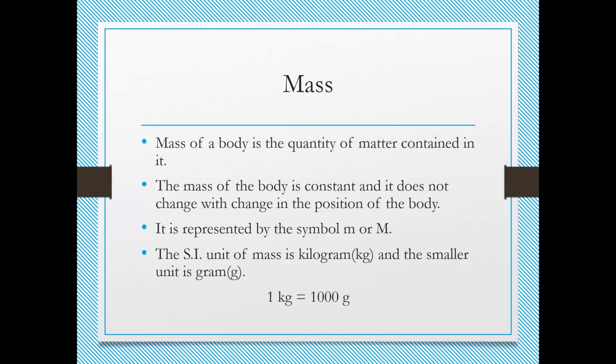It is represented by the symbol small m or capital M. The SI unit of mass is kilogram, which is written like this, and the smaller unit is gram, which is in symbol written like this. And the relationship between kg and gram is 1 kg is equal to 1000 grams.